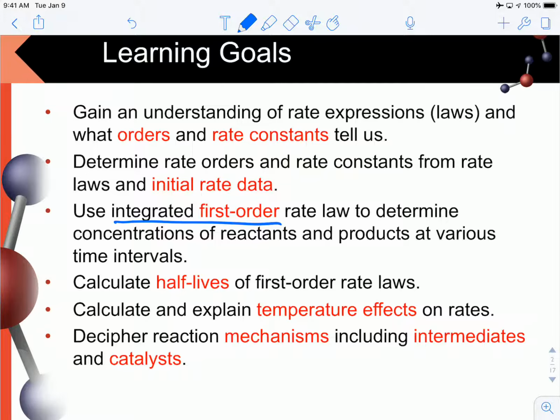The first order one is the only one you're really going to need to do a lot of calculations for. The others we'll look at conceptually. We'll calculate half-lives, and that will pertain only to first order rate laws once again. And then ultimately we'll look at temperature effects and how that affects rates. And the last thing in your chapter is mechanisms, including intermediates and catalysts. Mechanisms really mean what's happening at a molecular level. We're going to look at really explaining what's going on.